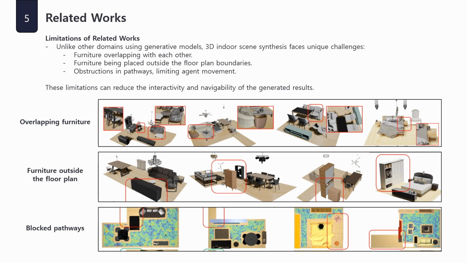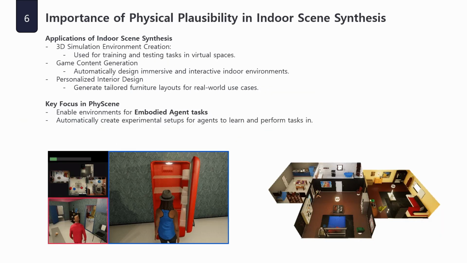Overlapping furniture. In the highlighted red boxes, incorrect furniture arrangements such as chairs overlapping with each other can be observed. Furniture outside the floor plan. Furniture like a wardrobe is generated outside the given floor plan. Blocked pathway. The arranged furniture blocks paths within the floor plan, resulting in inaccessible areas.